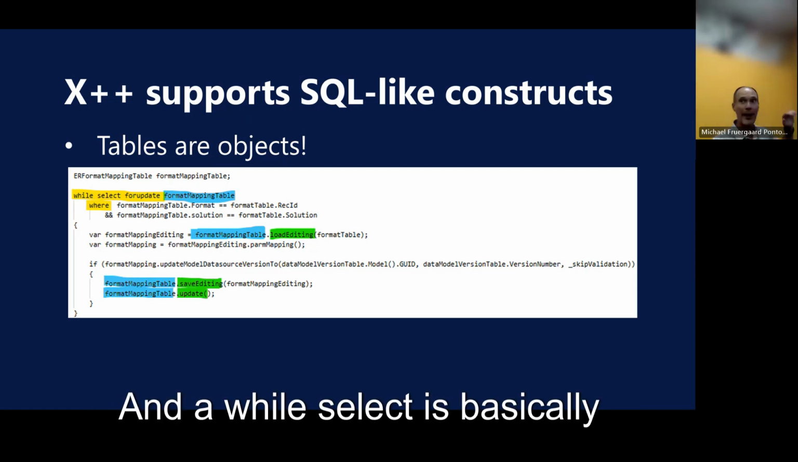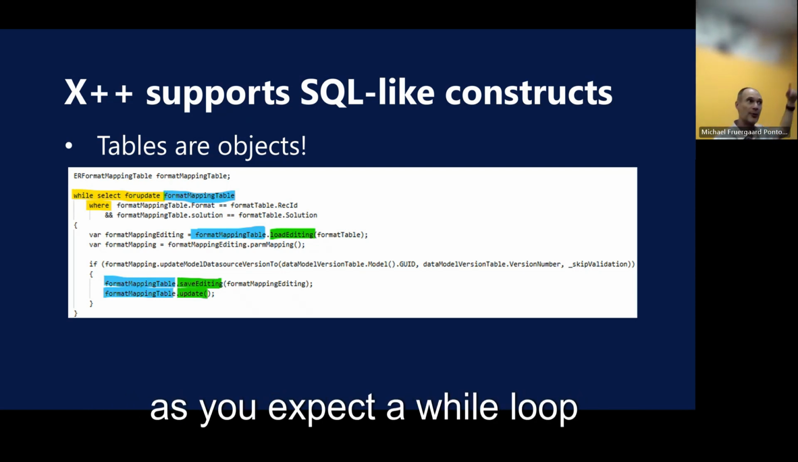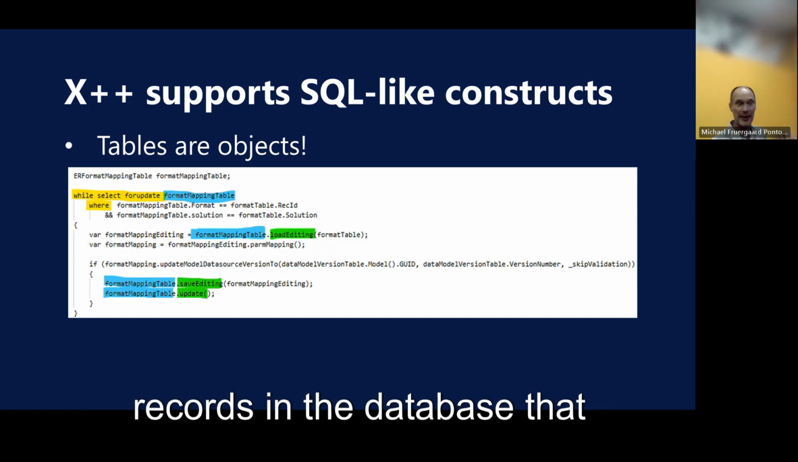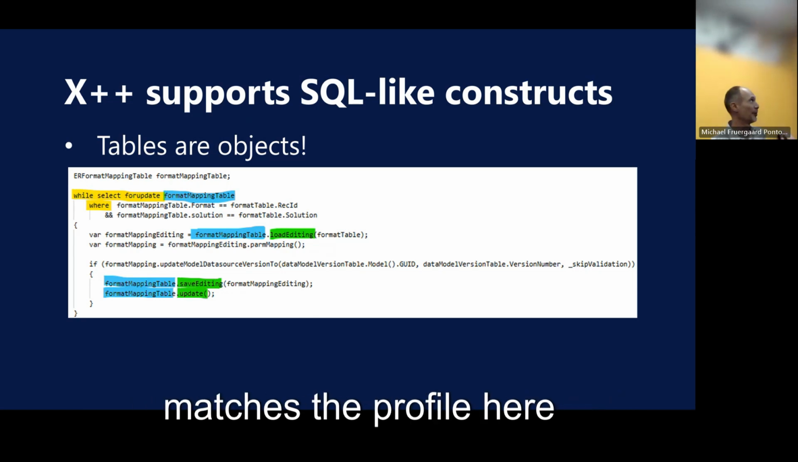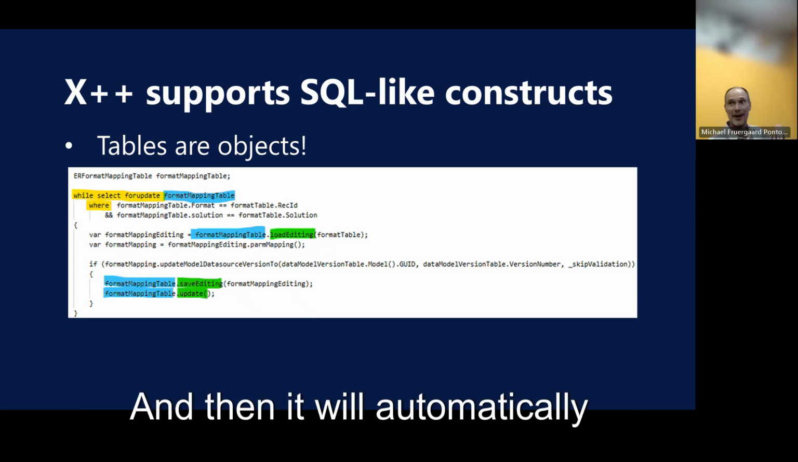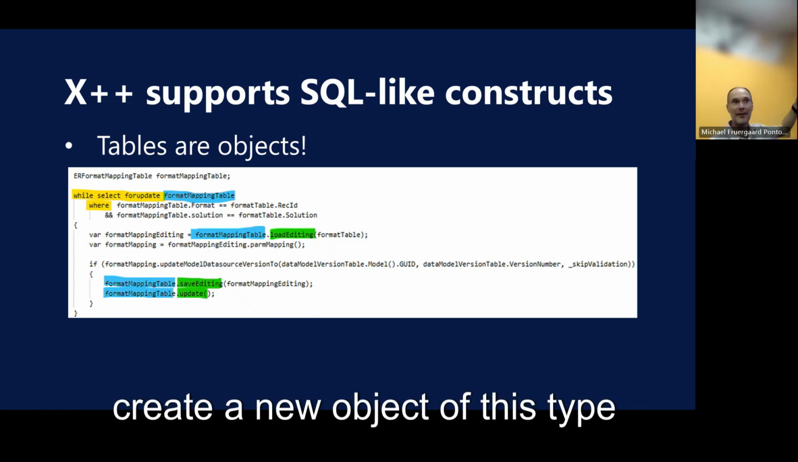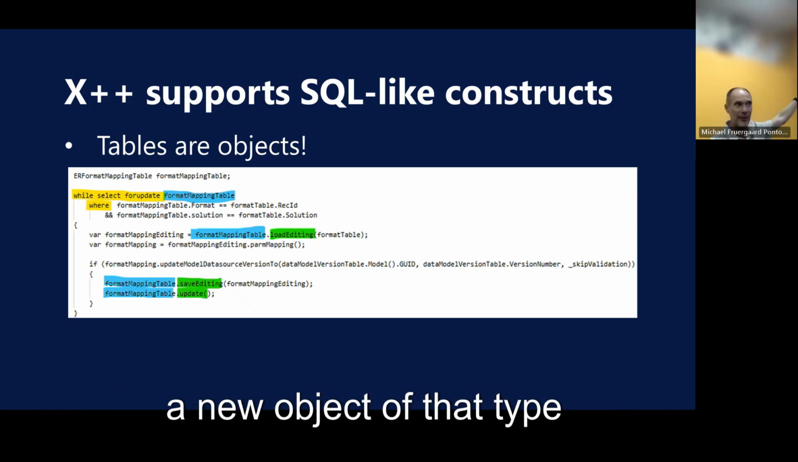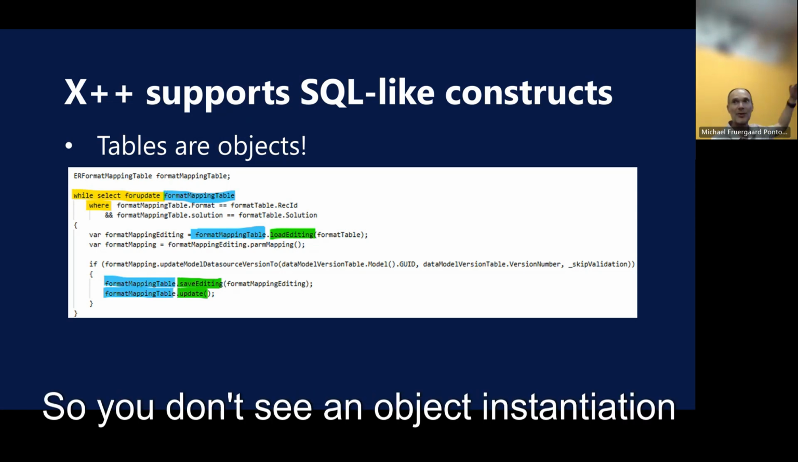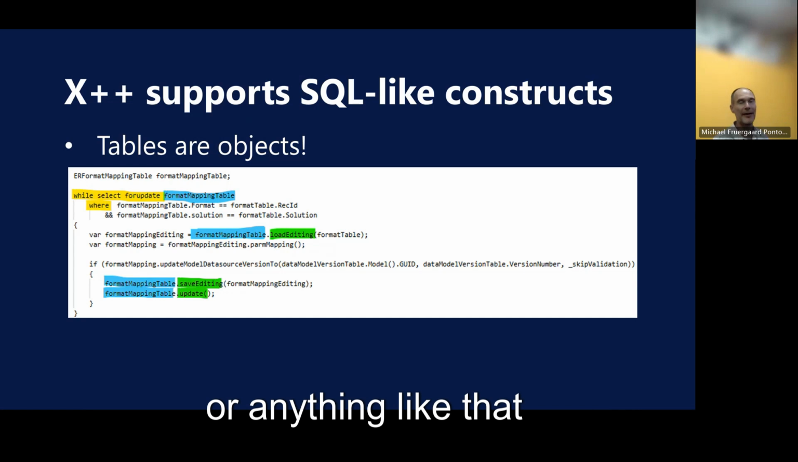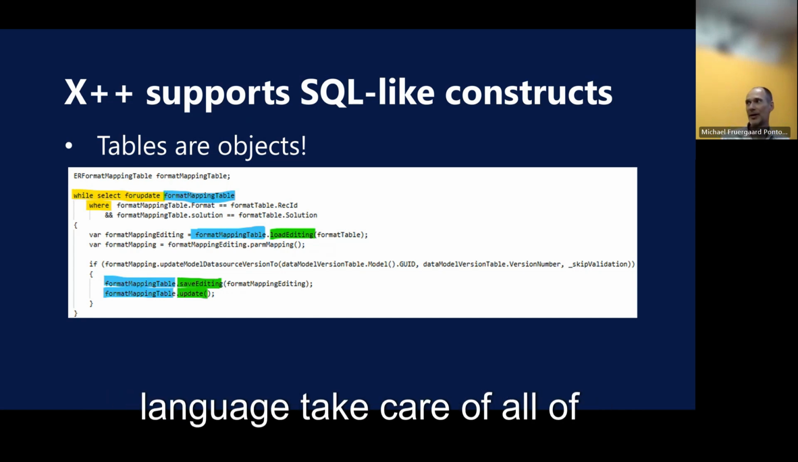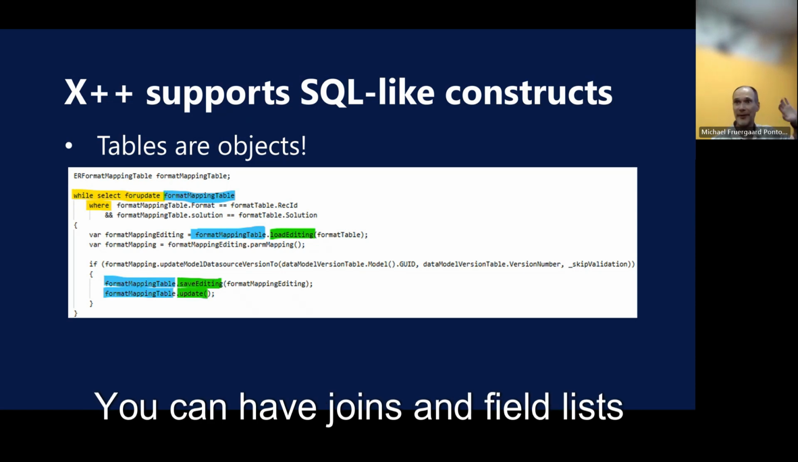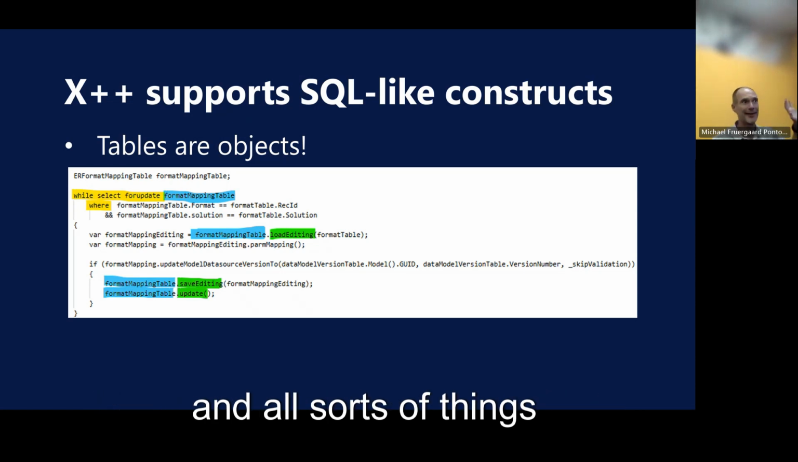A while select is basically, as you expect, a while loop. So this will be looping as long as it can find records in the database that match the profile here. Then it will automatically create a new object of this type, do everything you have here, and then it's garbage collected, and it creates a new object of that type. So you don't see an object instantiation or anything like that. You just write while select, and the language takes care of all of this. This is a very trivial example. You can have joins and field lists and all sorts of things.